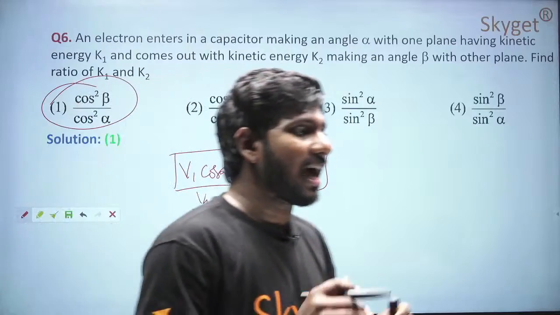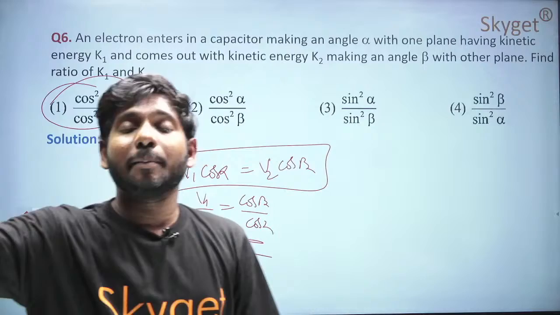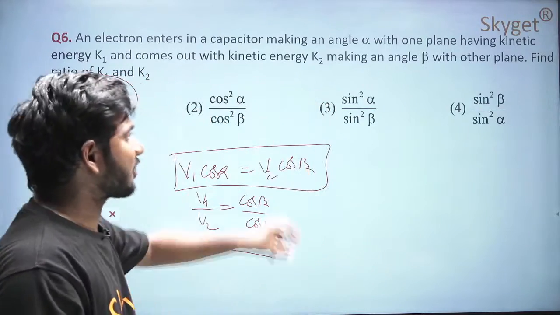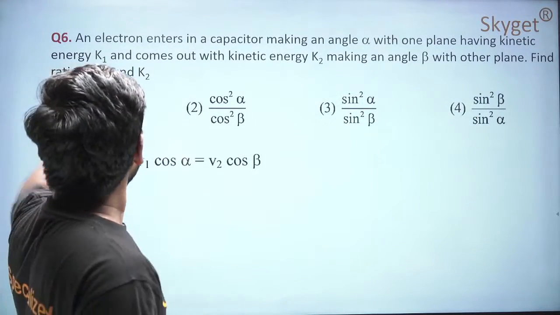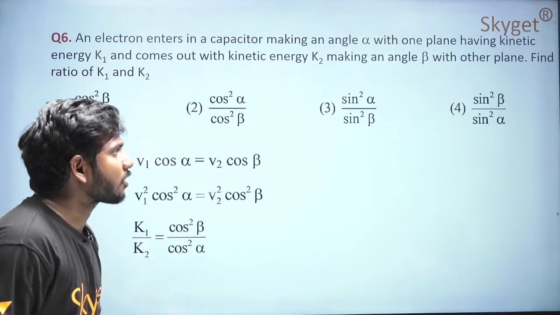But this concept is highly important, students. It might appear in the coming shifts or in the coming turn of the mains examinations as well. You need to be clear in this concept. So let us see, students. The answer will be cos square beta by cos square alpha.